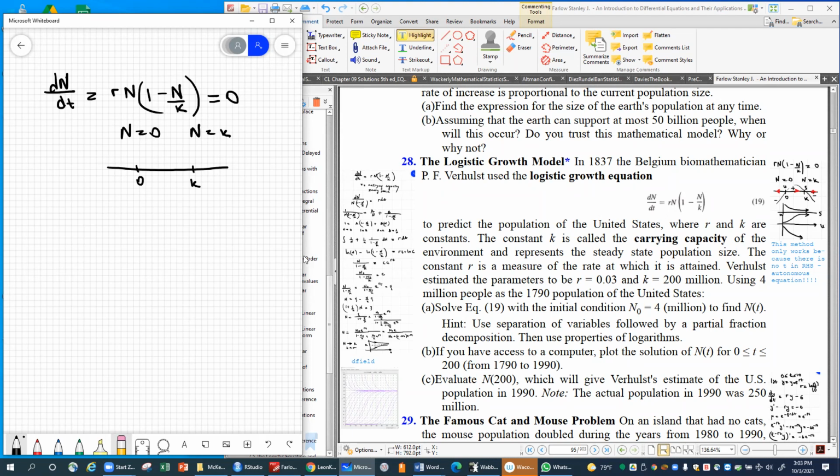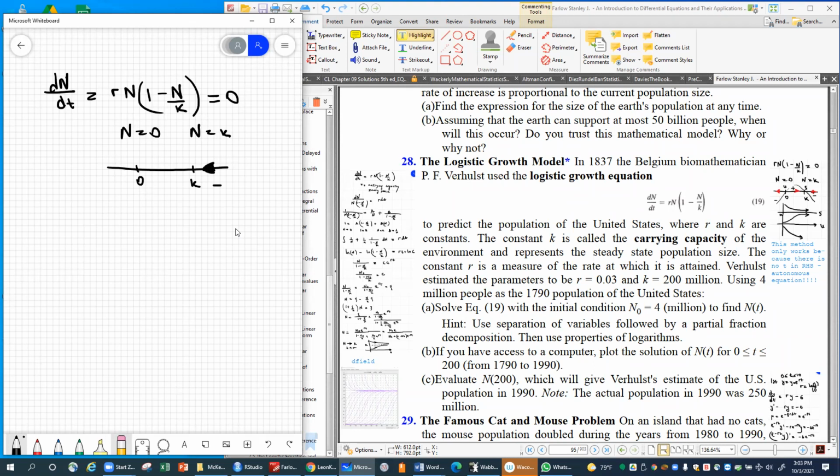So if n is really large, what happens then? Well, r is positive, n is positive, but for really large n, this term will be negative, since n is more than k. So the whole thing is negative, and negative means you have a minus here, and therefore solutions are going this way, decreasing, with a negative derivative.